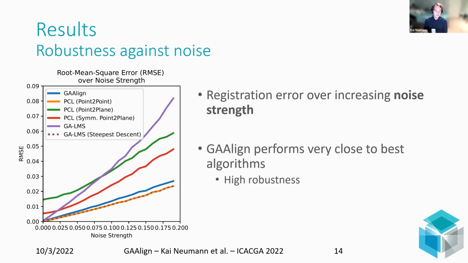And what we can see here in the graph is that our algorithm performs very close to the best algorithms. So it has a high robustness against noise. And it's also notable that the point-to-point variant, so the very basic ICP variant, and the GAALMS with the steepest descent variant produce exactly the same results.